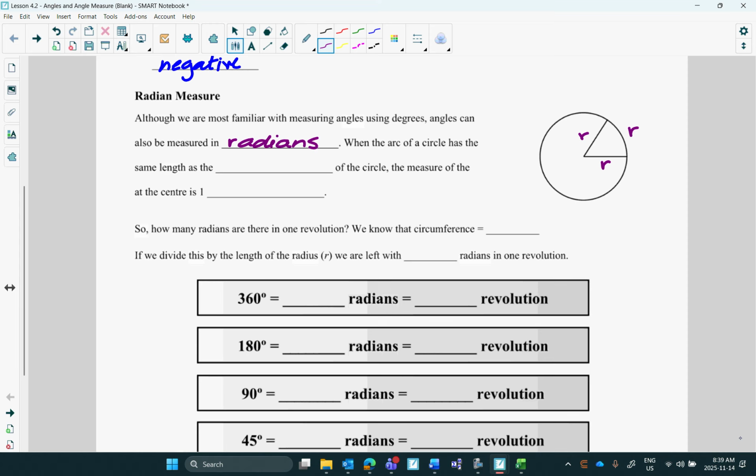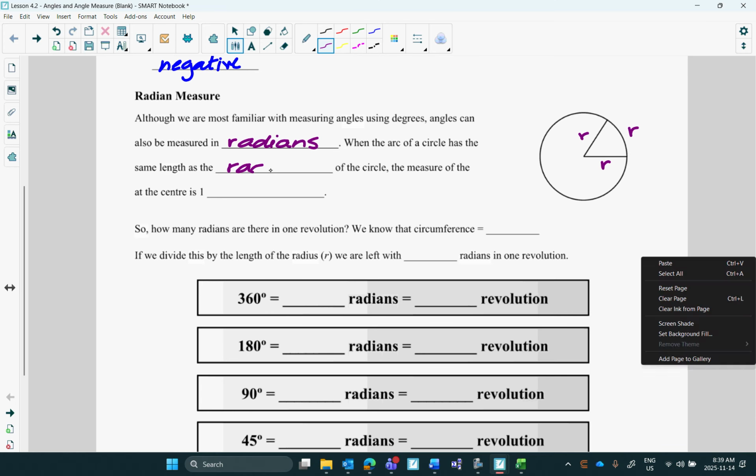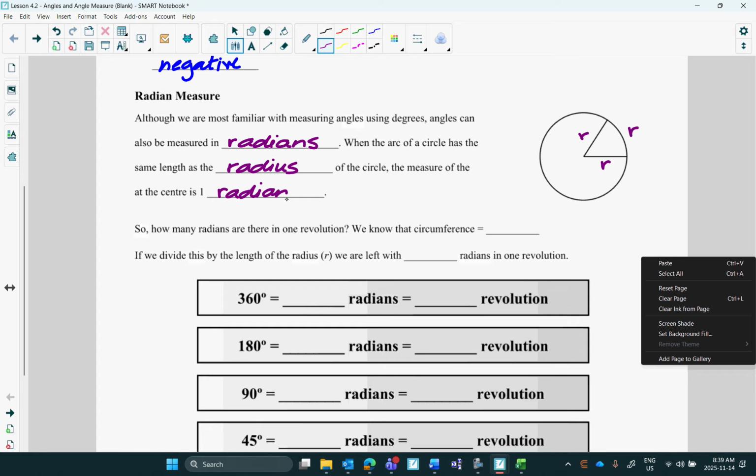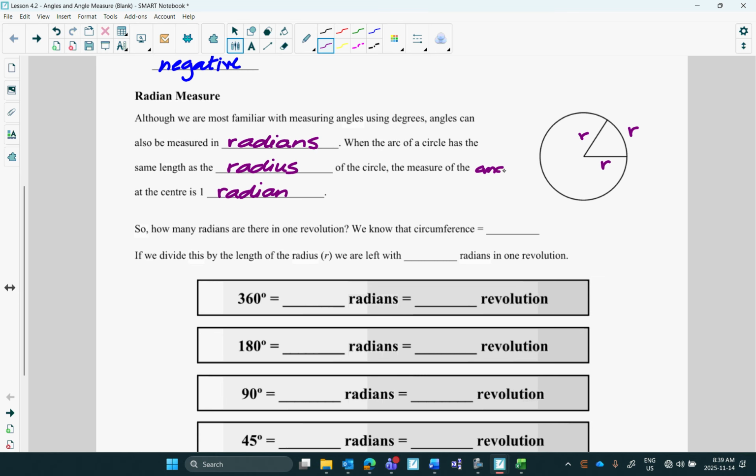So when the arc of a circle has the same length as the radius, the measure of the angle is 1 radian.